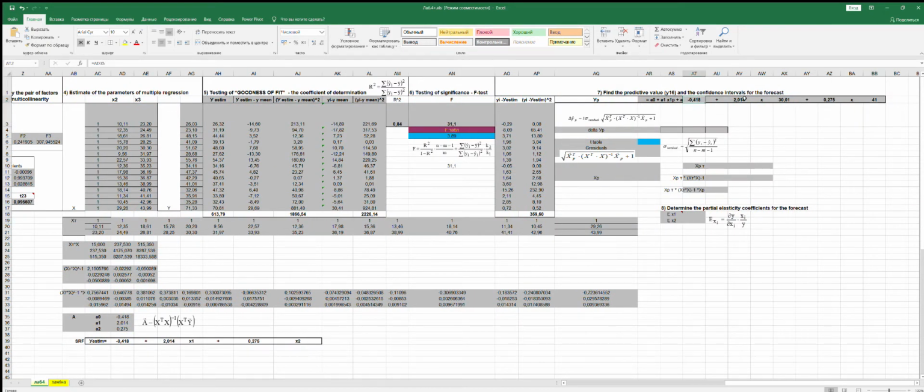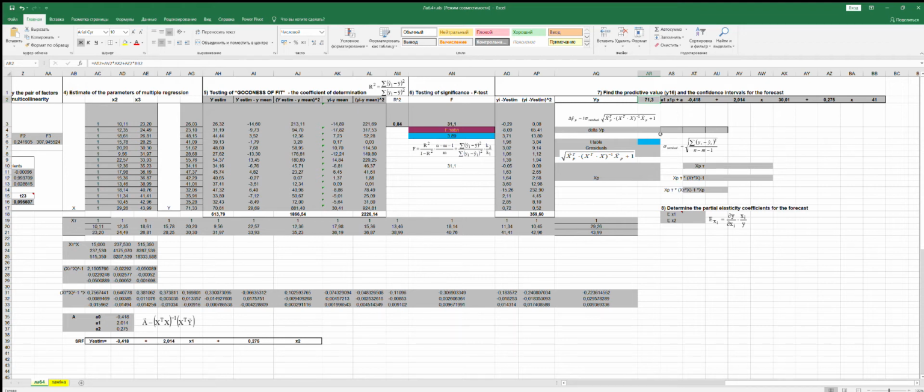So we have our basic expression to find the predicted value of y, and we just need to do a very simple calculation: multiply each of our regression coefficients by the predicted value of the independent variables. Good. So this is our predicted value of y.